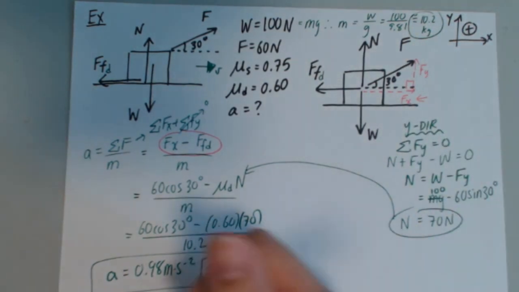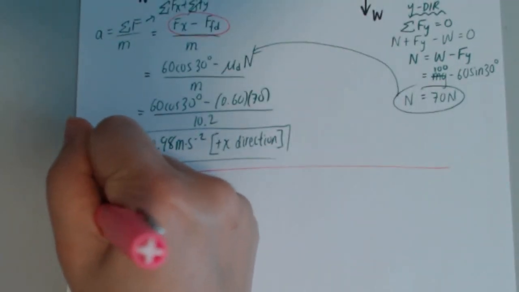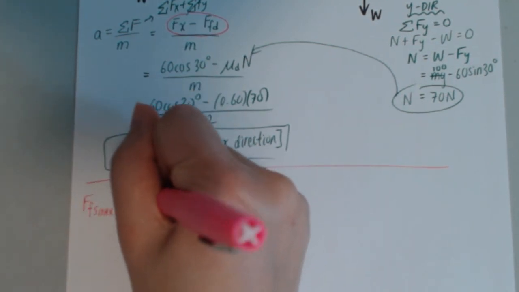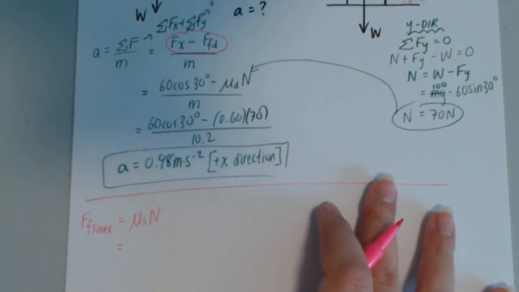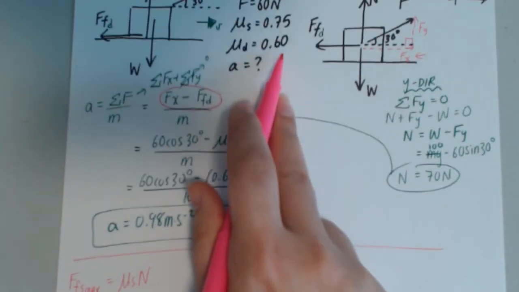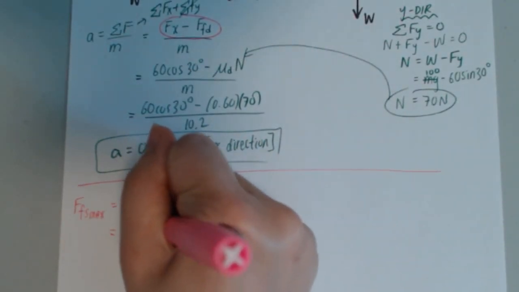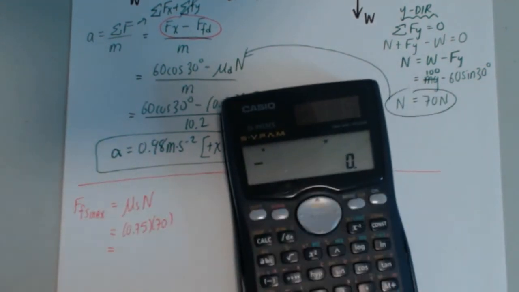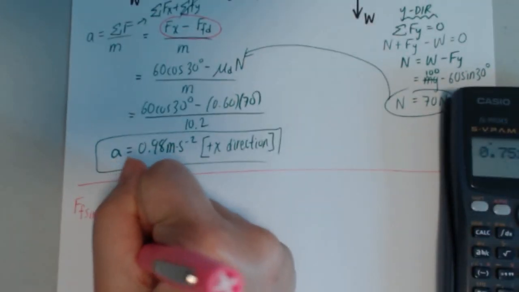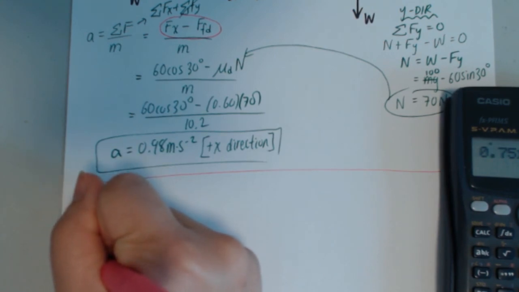So we should actually first calculate what the maximum static friction is going to be. FFS max is equal to mu s times n. Now we already found the normal force. The normal force is 70 newtons. So mu s is 0.75, so that's right here. So 0.75 times 70. So what do we get? 52.5 newtons. So there are 52.5 newtons of static friction force acting on the crate.